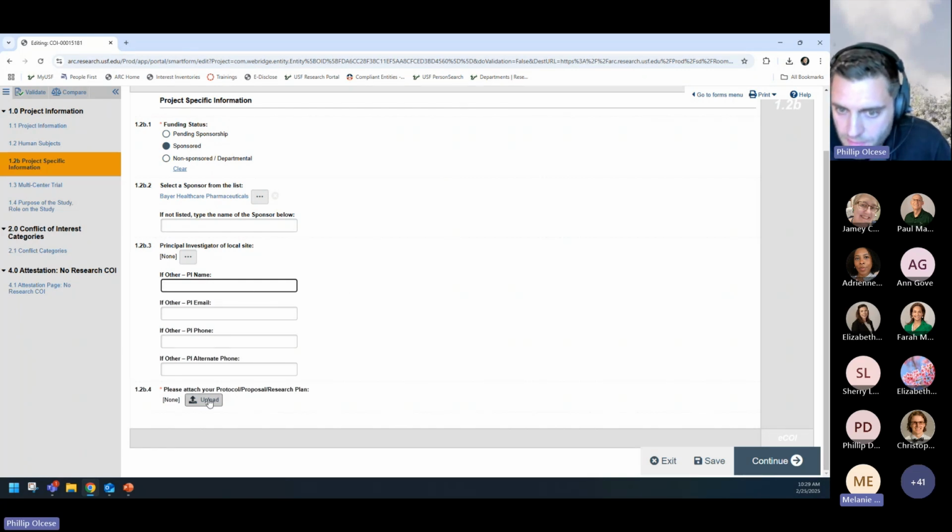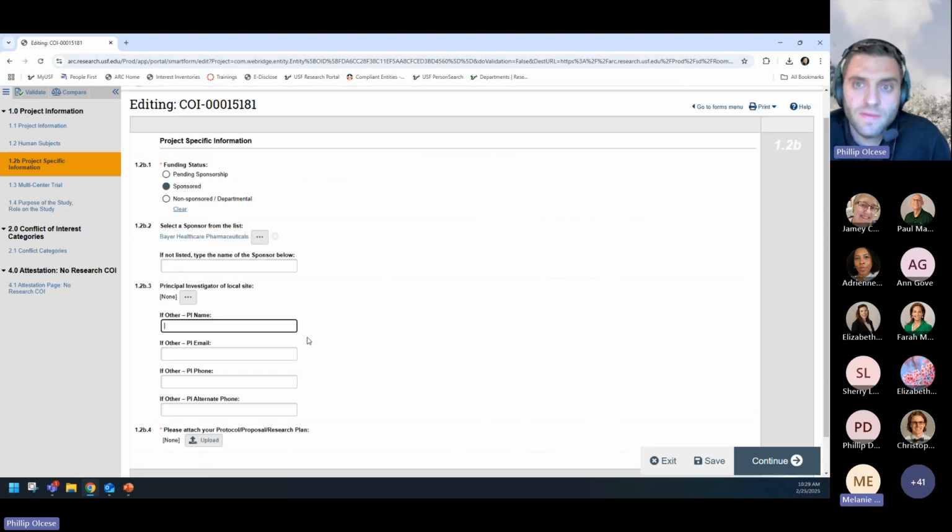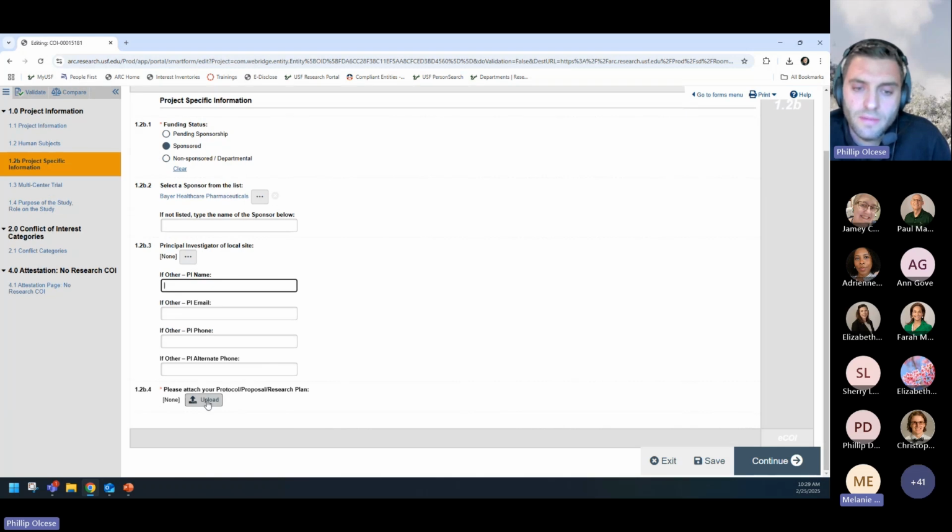And then here, this is very important, attach your protocol, proposal, research plan. Without the protocol, without the consent document, I guarantee you, we will reach out to you asking for this, especially if it's not linked to a study number. Because in order for us to type up and implement a management plan, we need to know the protocol, the study, the informed consent requirements, the documents. So please make sure to always give us the protocol and any other related documents to this study.